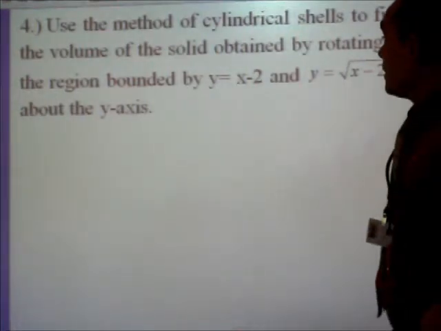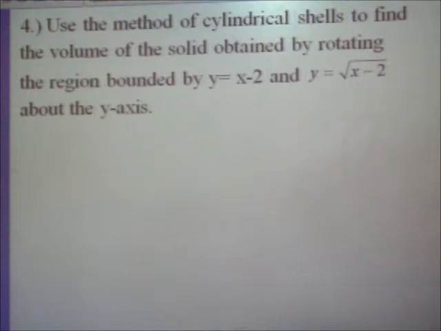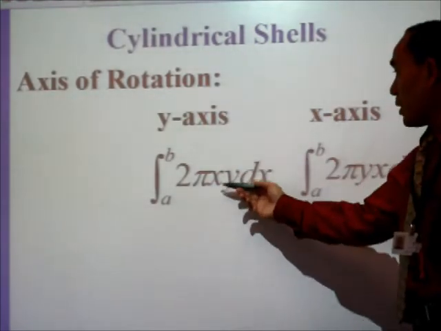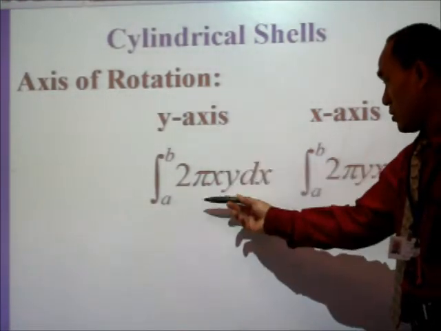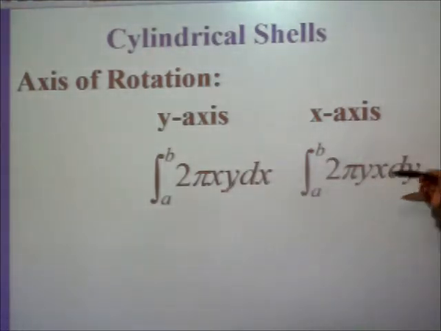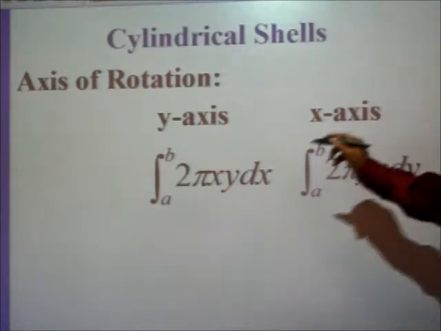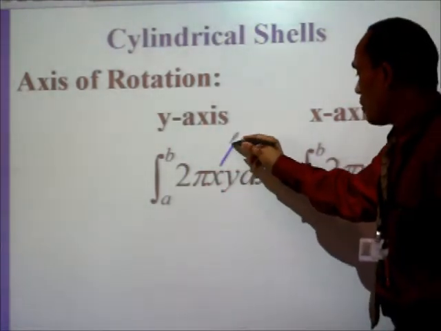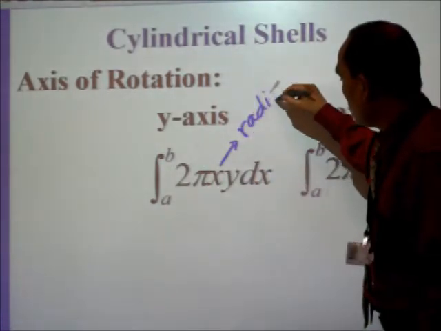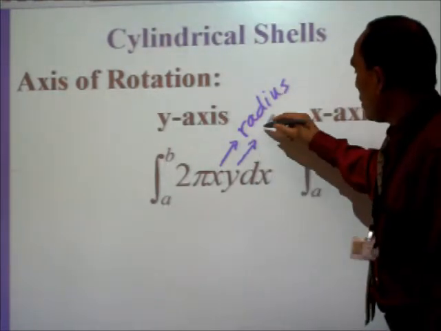Alright, this is example number 4. It is on using the method called cylindrical shells. So be reminded, our formula is here. When our axis of rotation is the y-axis, this is our formula. If our axis of rotation is the x-axis, this is our formula. Be reminded that this first variable here, the x, is actually the radius, and this one here is the height.